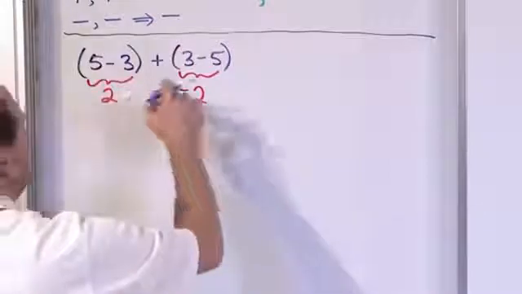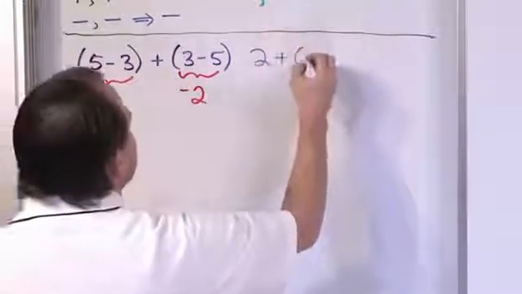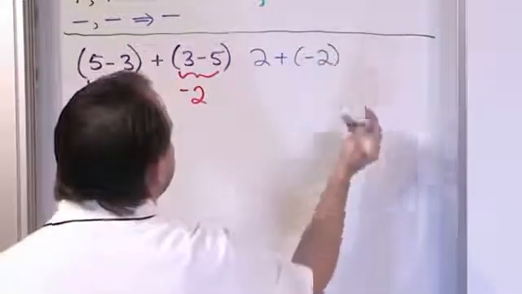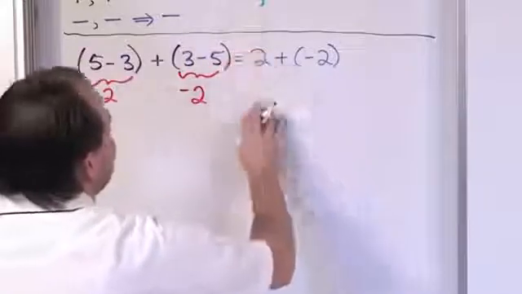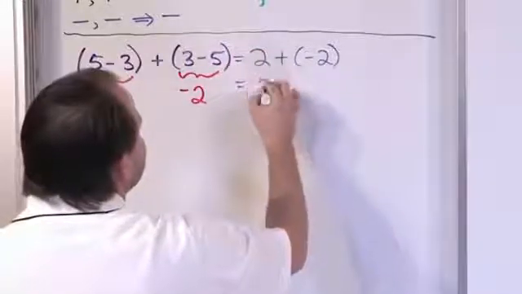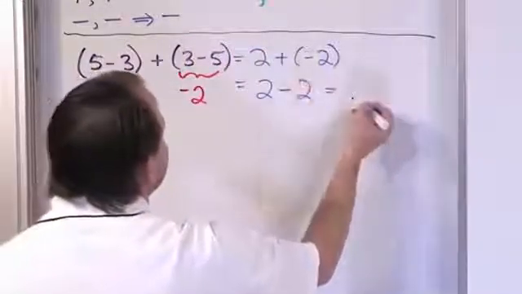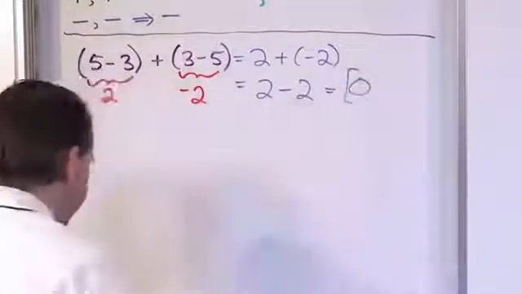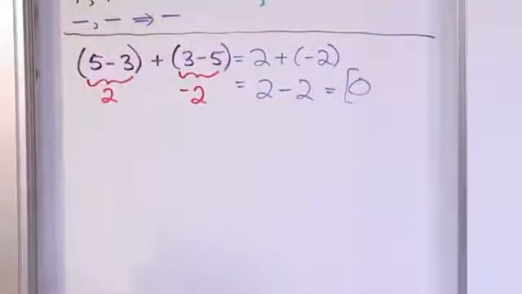So what we have here is 2 plus negative 2, which, since we've learned now, plus a negative is just simply subtraction. 2 minus 2 is what? 0. So the answer is 0. Same as 2 minus 2.